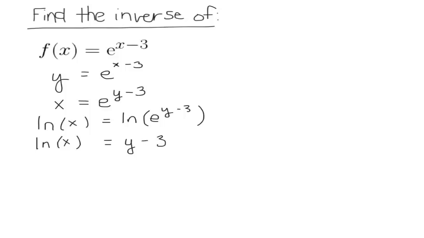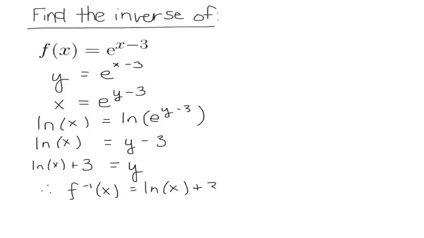And we have one final step here. We can get y by itself by adding 3 to both sides, so we get the natural logarithm of x plus 3 is equal to y. So our inverse function in this case we can write as f inverse of x, and it is the natural logarithmic function plus 3.